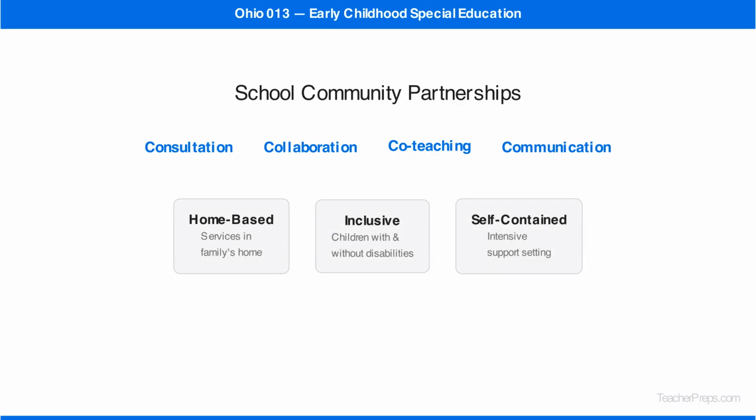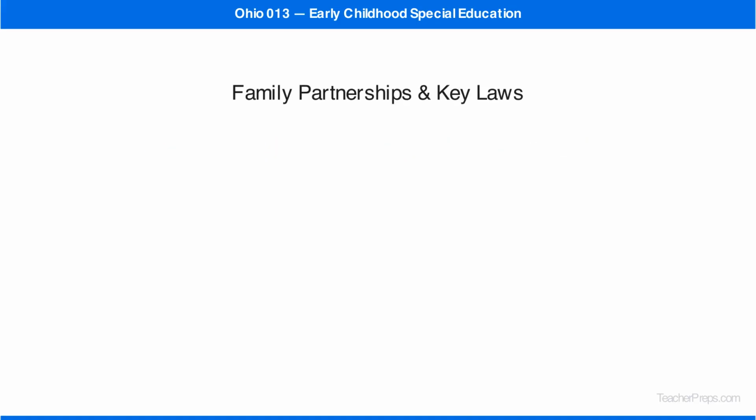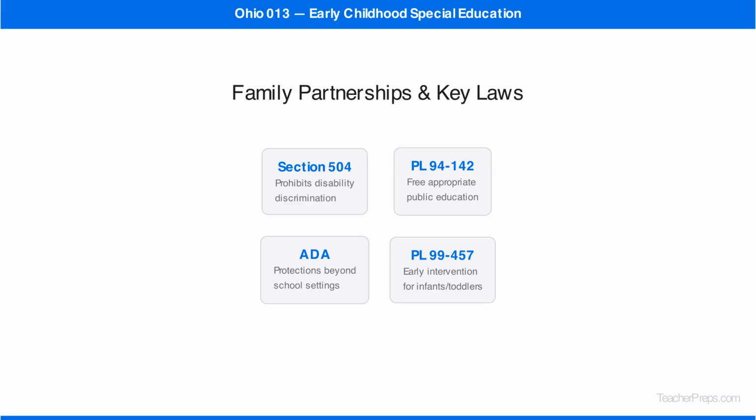You should know the differences between program models. Home-based programs where services are delivered in the family's home, integrated or inclusive settings where children with and without disabilities learn together, and self-contained classrooms for children who need intensive support. Collaboration looks different in each model. School-home partnerships are essential. You must be able to establish partnerships with diverse families and recognize barriers to communication, access, and participation. Some families face language barriers, transportation challenges, or cultural differences in how they view disability and education. Collaborative problem-solving means families are active participants in educational planning, not passive recipients of information.